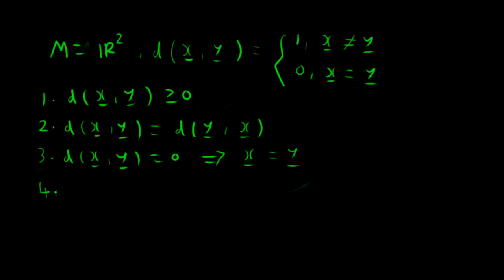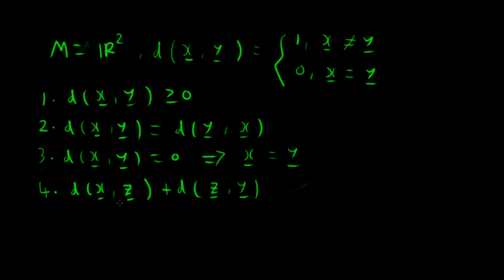And number 4, triangle inequality, a bit trickier, but let's consider the distance from x to z plus the distance from z to y. Well, if one of these is 1, then we're done, right? Because the distance from x to y can be at most 1. So if either of these is 1, then it's certainly going to be greater than or equal to this distance here. So we're good there.